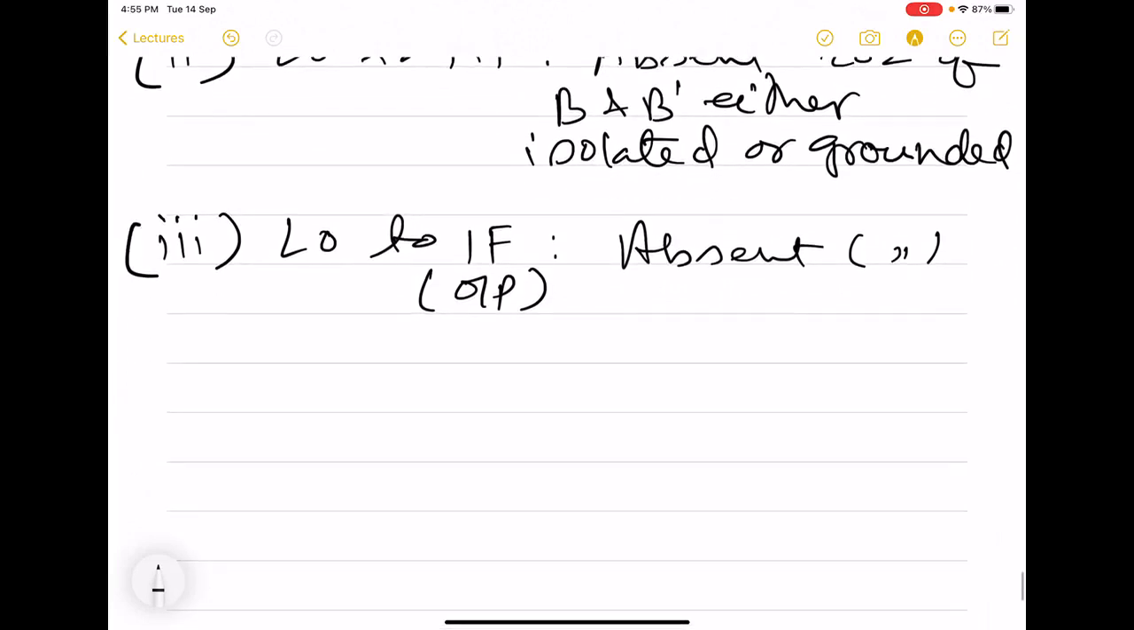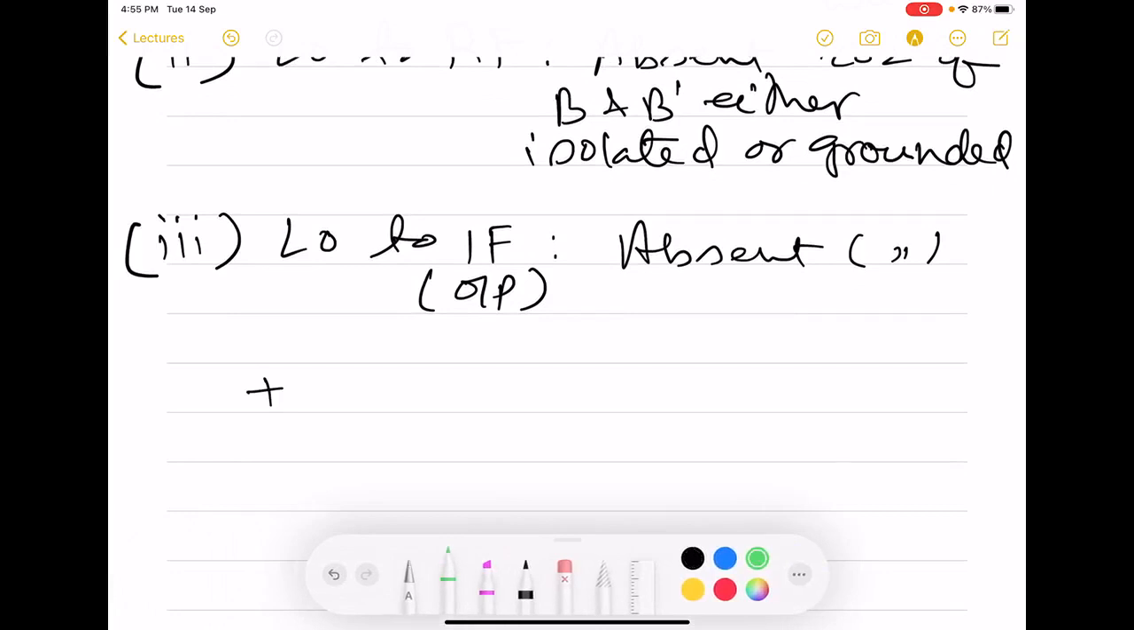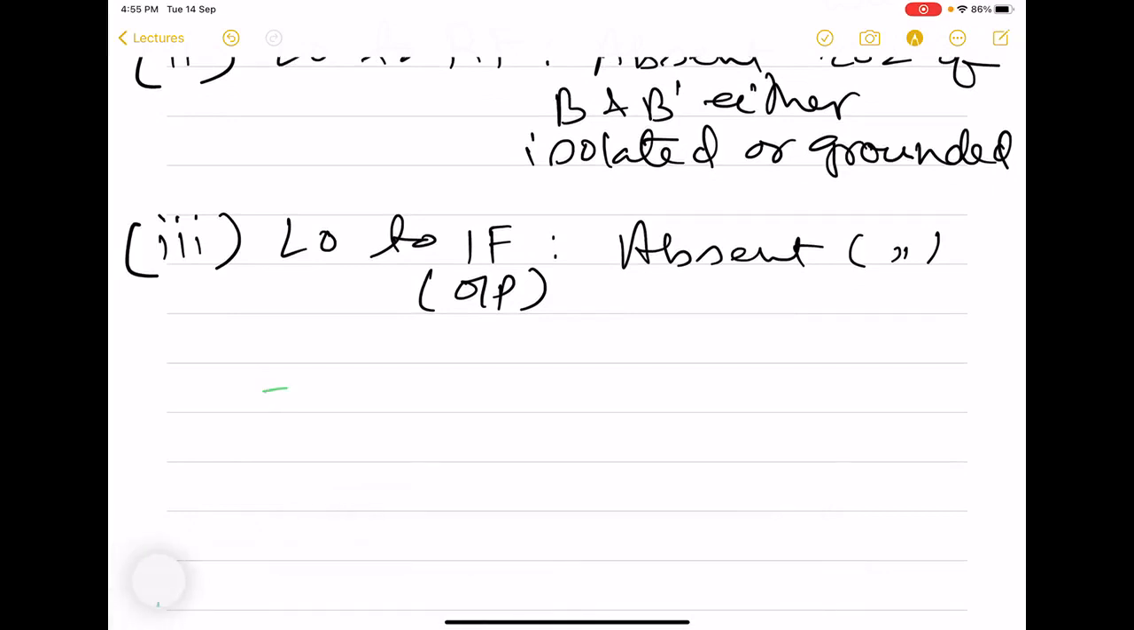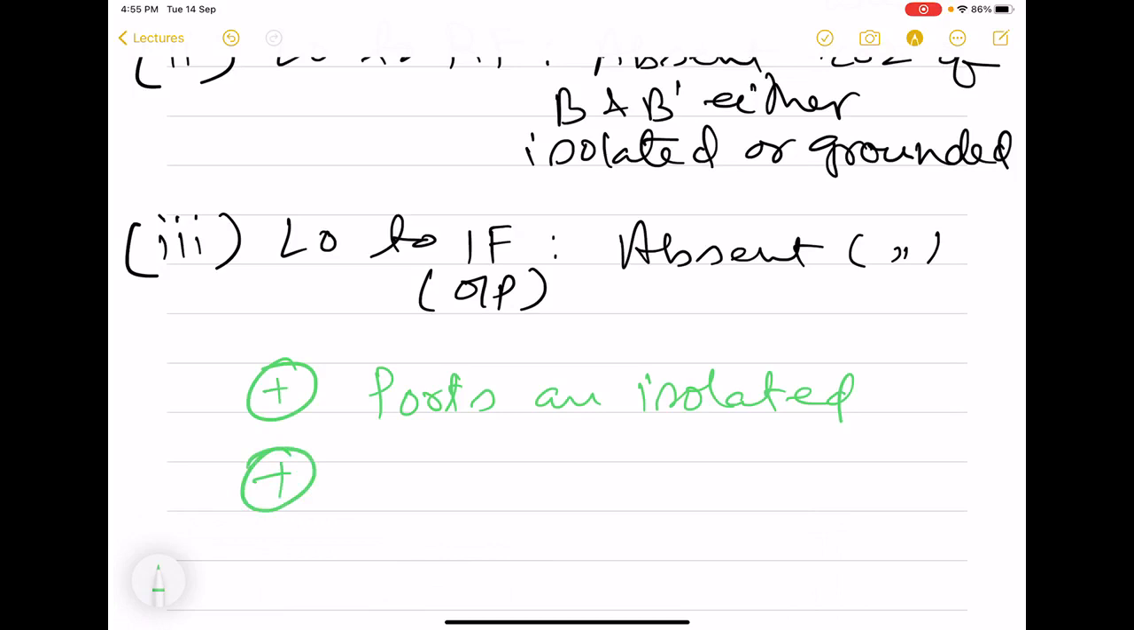So the advantage of this double balanced mixer is that its ports are well isolated, compared with that of the MOS version, and it can be used at high frequency.